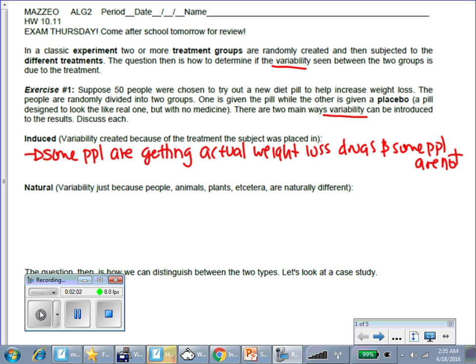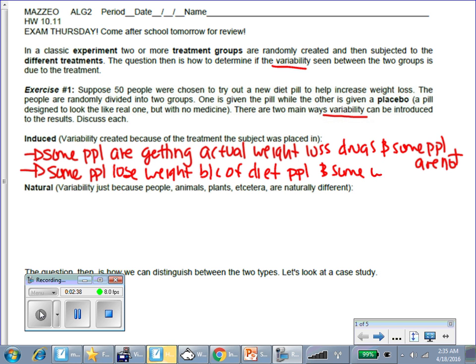Let me repeat that, sorry. Some of the difference in the amount of weight loss should be expected to come from taking the drug or not taking the drug, okay? So that's the induced variability, that's the induced part of this. So some people will lose weight because of the diet pill, and some won't because they aren't taking the diet pill.